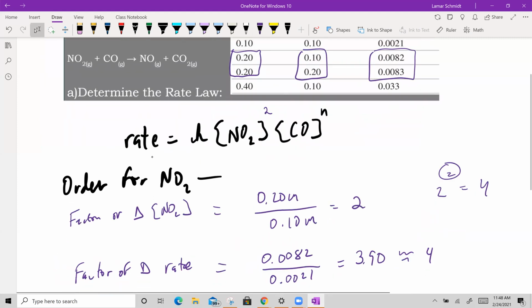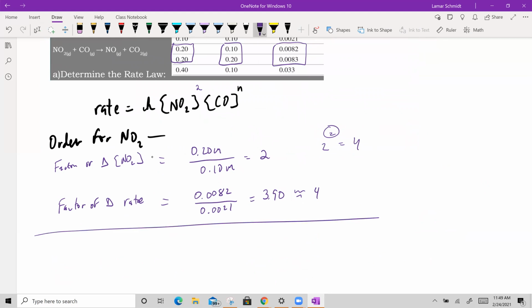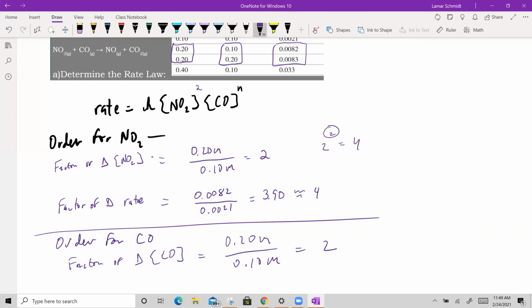So let's look and see what happens here. So here, we're going to do the same thing. Now we're going to look at the order for CO. And so what you're going to do is you're going to first figure out the factor of the change in concentration of CO. And so you're going to take your higher value, 0.20 molar divided by 0.10 molar. And again, you would get 2.